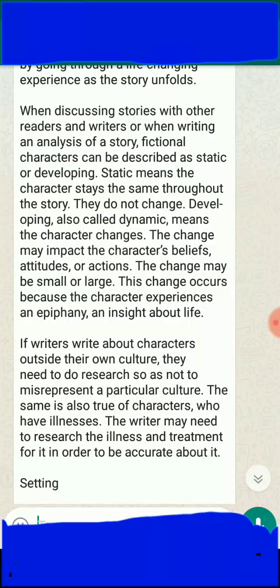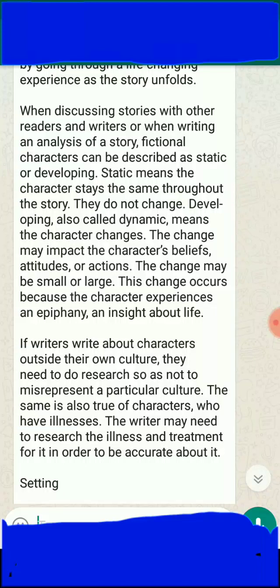The change may impact the character's beliefs, attitudes, or actions. The change may be small or large. The change occurs because the character experiences an epiphany, an insight about life.